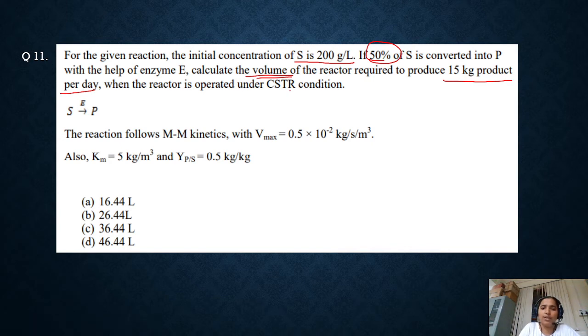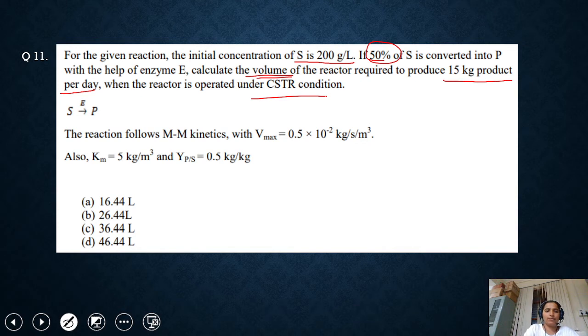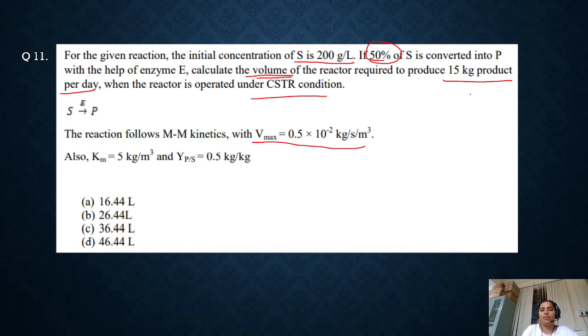when the reaction is operated under CSTR condition, because this is also important. When it is batch or any other type, then the parameters will change. So what they have given more is that the reaction follows the Michaelis-Menten equation, that is Vmax equal to 0.5 into 10 raised to the power -2. Similarly Km and Y, or yield coefficient, are also given. Let's start solving this question.